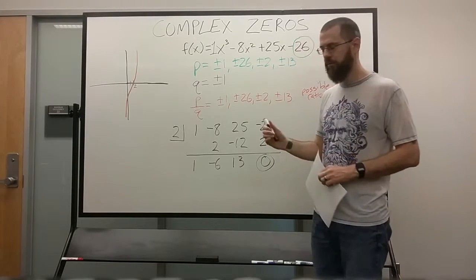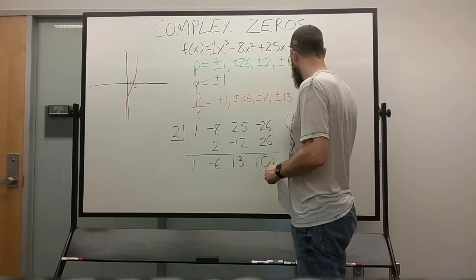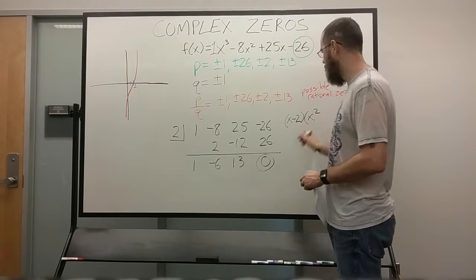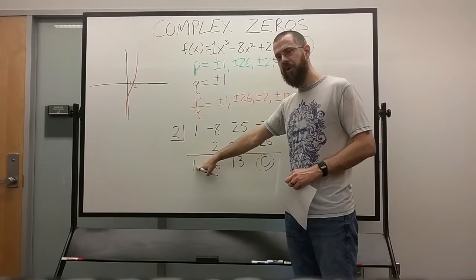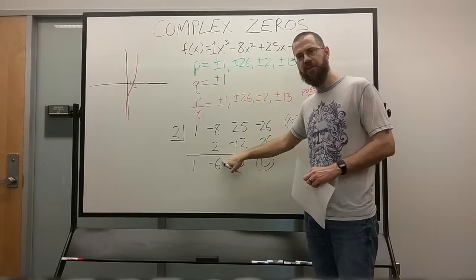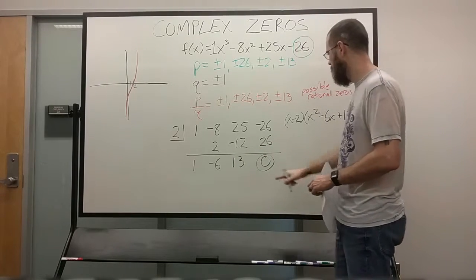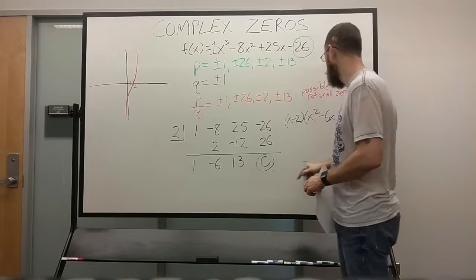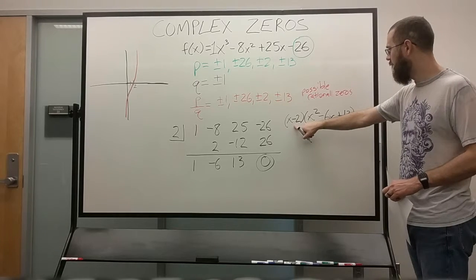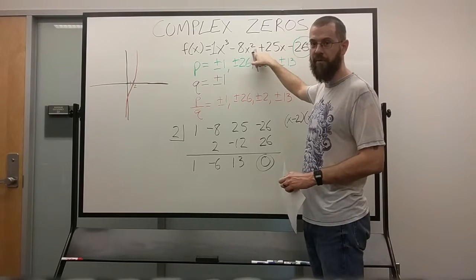Now what our synthetic division has also told us is that x minus 2 times x squared, because this is the x squared coefficient, minus 6x, because this is the x coefficient, plus 13, because this is the constant coefficient. If I were to multiply x minus 2 by this trinomial, we would end up with our original f of x.